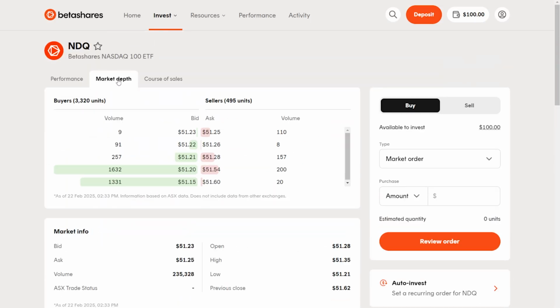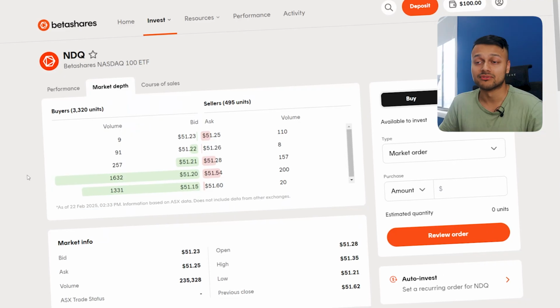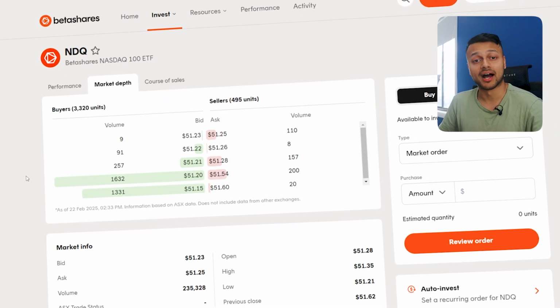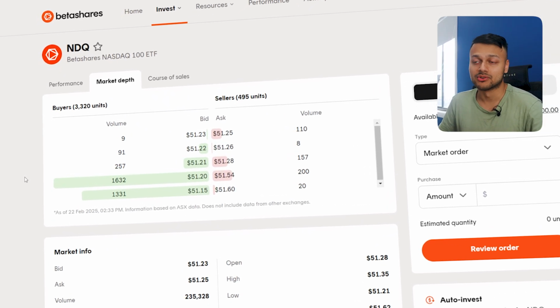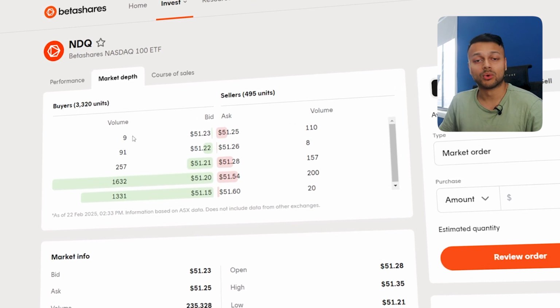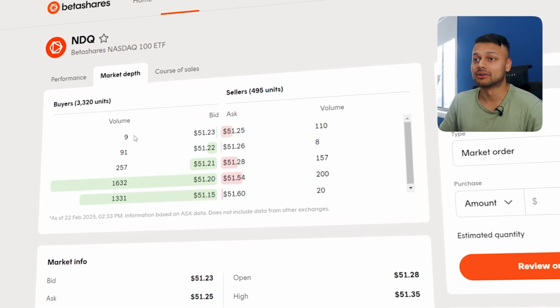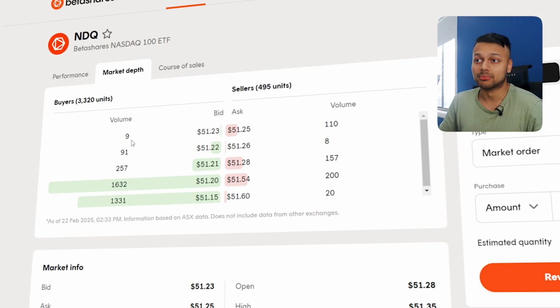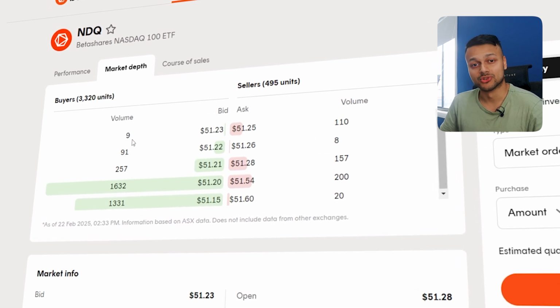Scrolling up, we can see market depth. Now, this talks about what the buyers and sellers are willing to pay at this point in time. We can see the different price points that buyers are willing to pay and what the volume is, so what they're willing to buy this ETF for. So we can see for the volume of 9, this could be one buyer, it could be multiple buyers, but there are 9 units waiting to be bought at the price of $51.23.